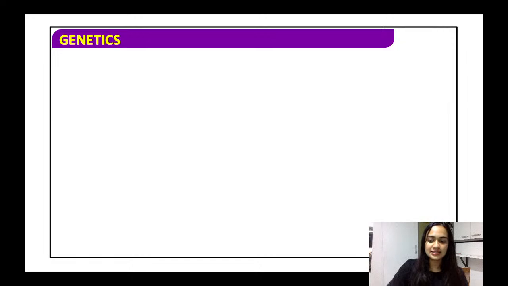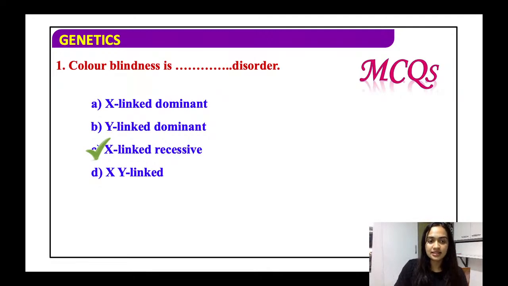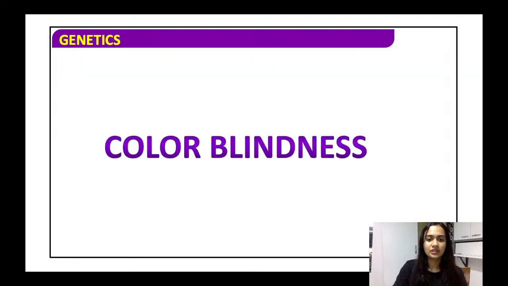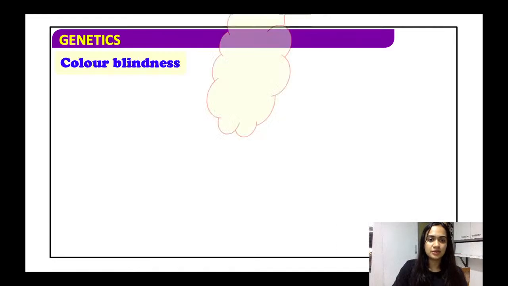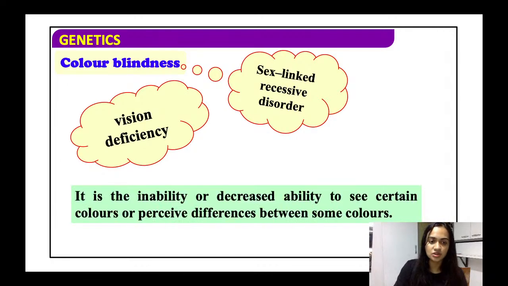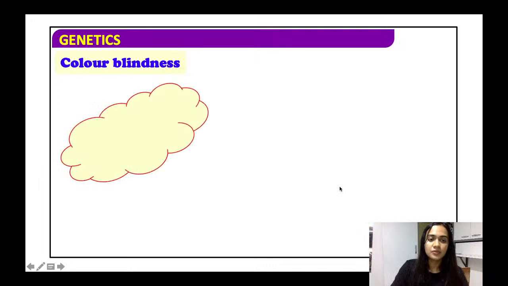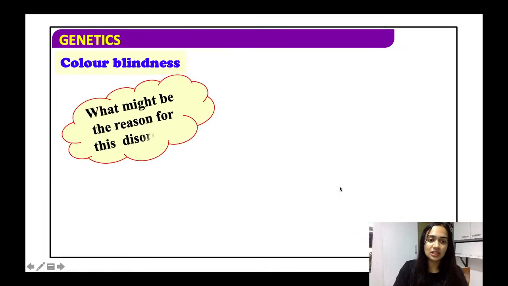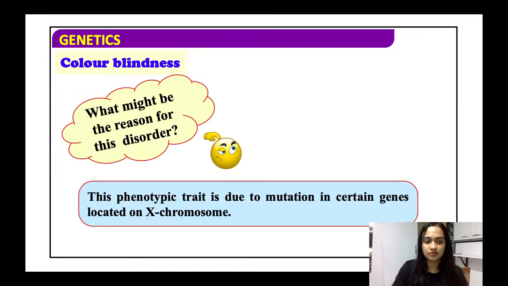Color blindness is an X-linked recessive disorder. Let us discuss what color blindness is. So, color blindness is basically a vision deficiency, a sex-linked recessive disorder. It is the inability or decreased ability to differentiate or see certain colors, or perceive the difference between two colors. What might be the reason for this?